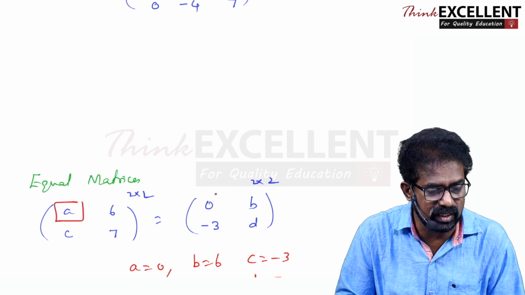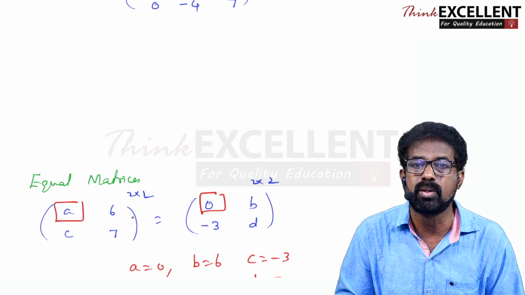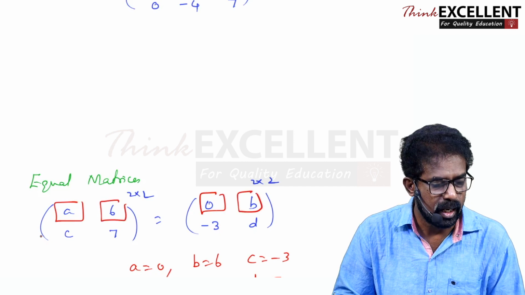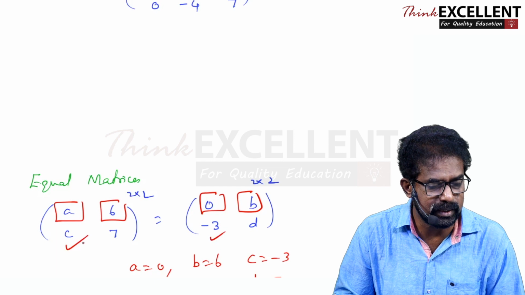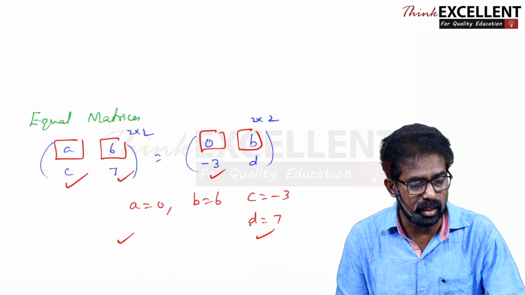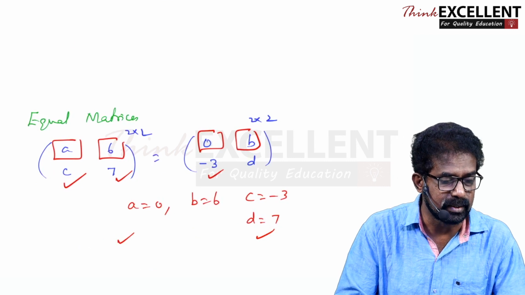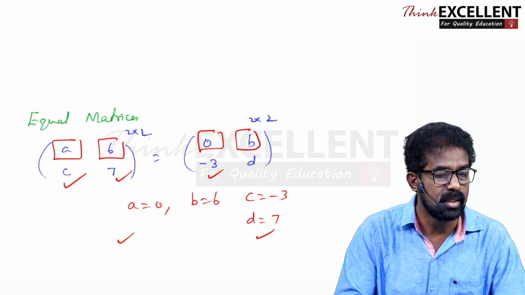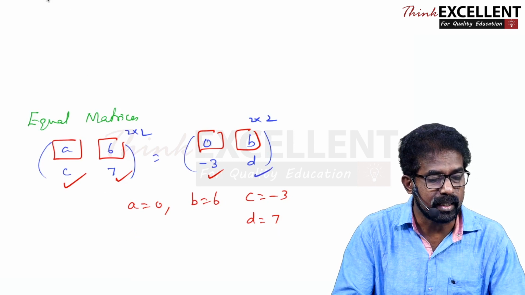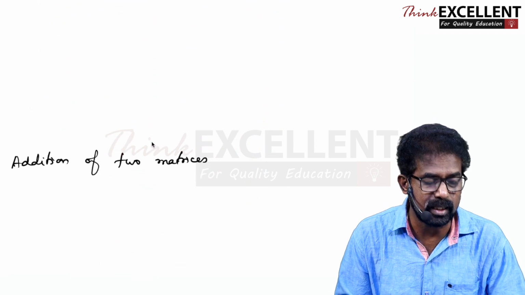First element is equal to first element. That means you can say A equals 0. Second element is equal to second element, 0 is equal to B. And the third one is equal to the third one, so C equals minus 3 and 7 equals D. Okay, so those are called equal matrices. So two conditions for equal matrices: first, the orders must be equal, and the second condition, the corresponding elements are equal.